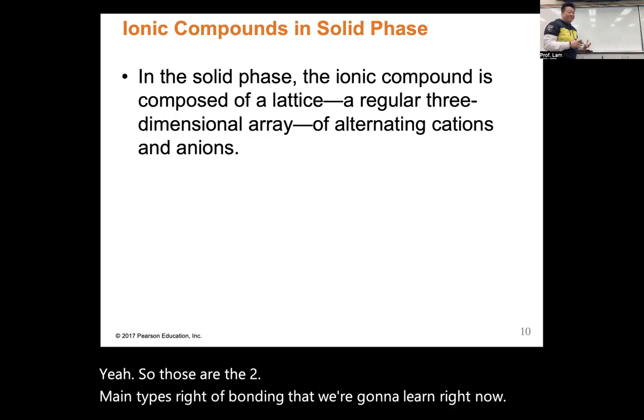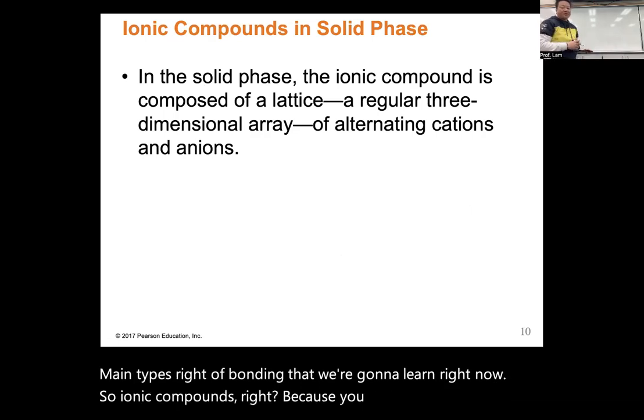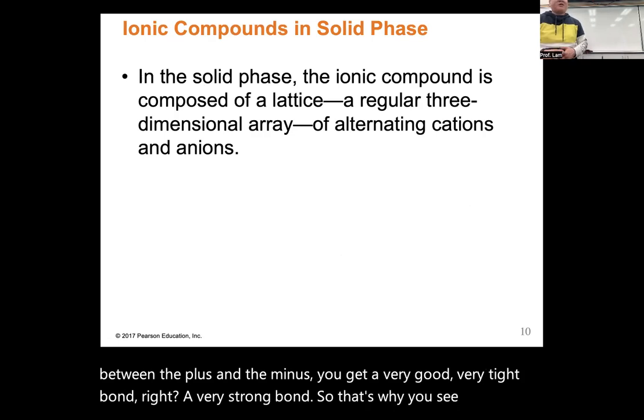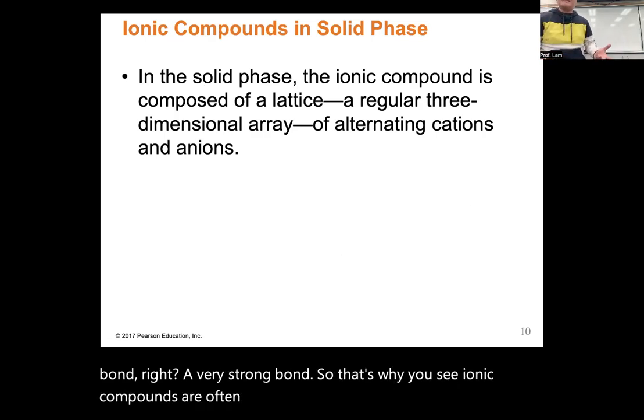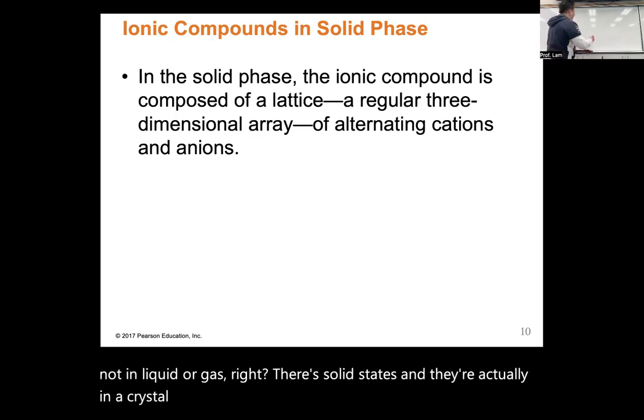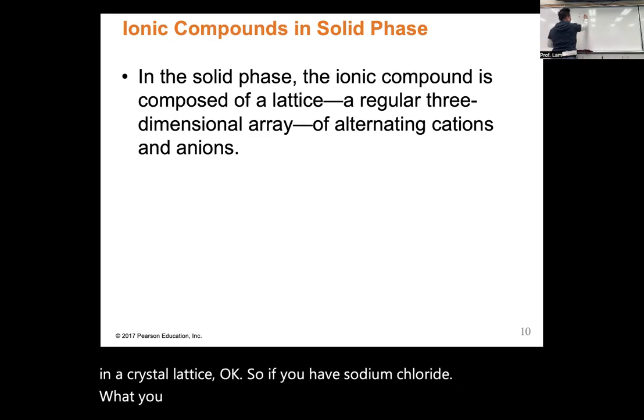So ionic compounds, because you have such great attraction between the plus and the minus, you get a very tight, very strong bond. That's why ionic compounds are oftentimes in the solid state. They're not in liquid or gas. They're solid, and they're actually in a crystal lattice. So if you have sodium chloride, what you have is a Na plus and a Cl minus, just like magnets. But it's repeating.